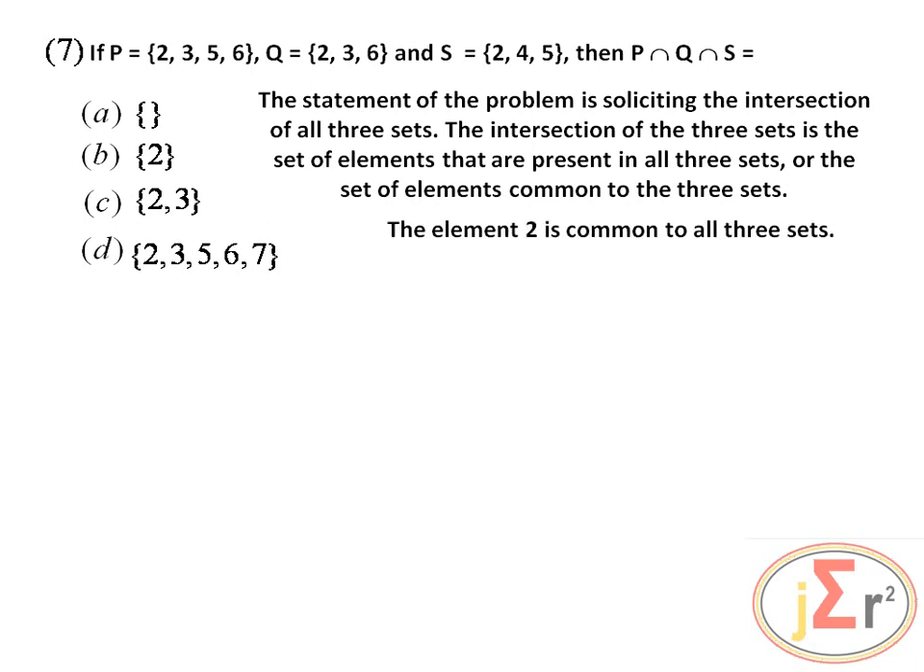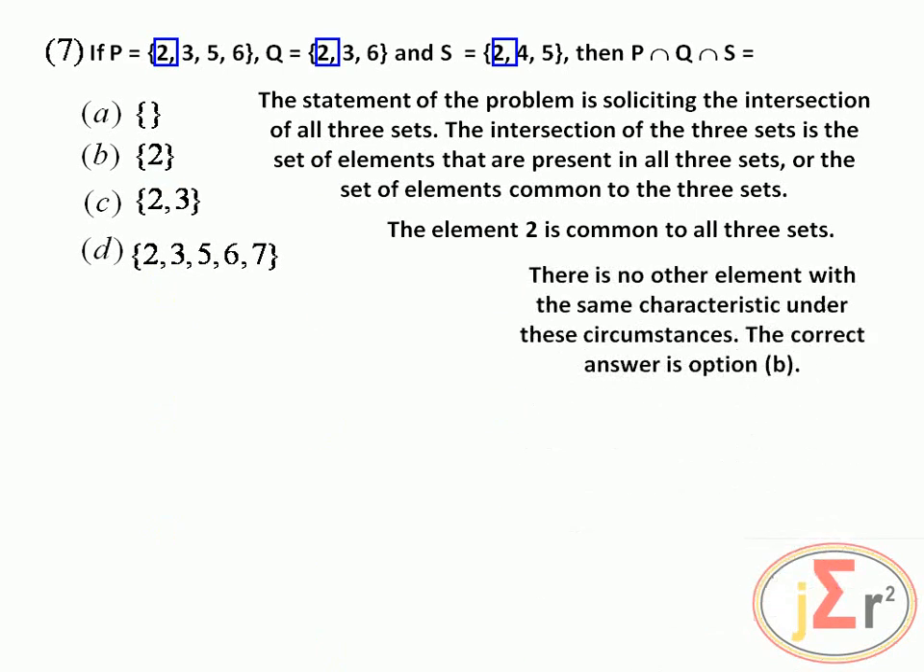The element 2 is common to all three sets. As we can see, we have that 2 is in all three sets. There is no other element with that same characteristic under these circumstances. The correct answer is option B.